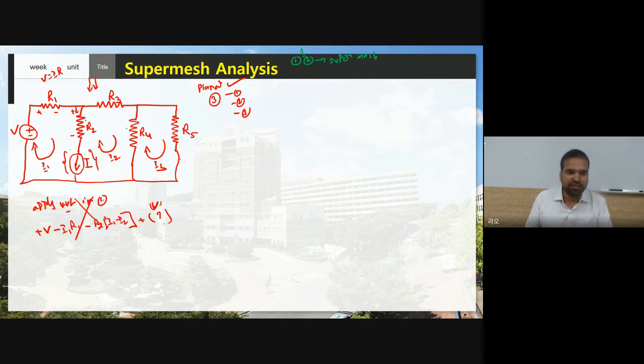So what is a super mesh? See here, by using loops 1 and 2, this is a super mesh. Here you have a current source. You should not consider this entire branch, so this current source and R2 you should not consider. And you need to apply KVL to the super mesh. If I apply KVL to the super mesh, what happened?